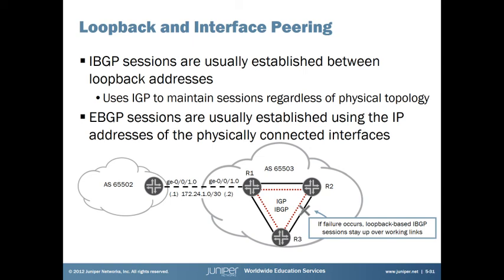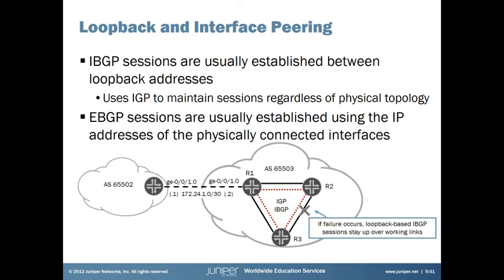eBGP sessions are established using the IP addresses of the physically connected interfaces. Okay, so that's different. You notice that the iBGP peers are established between loopback interfaces. So we've got the address on the loopback interface being the peering address, the address we set up in the peering arrangement. Looking at this autonomous system here, we've got R1's loopback interface peering with R3's loopback interface. So the addresses in the peers is loopback to loopback.